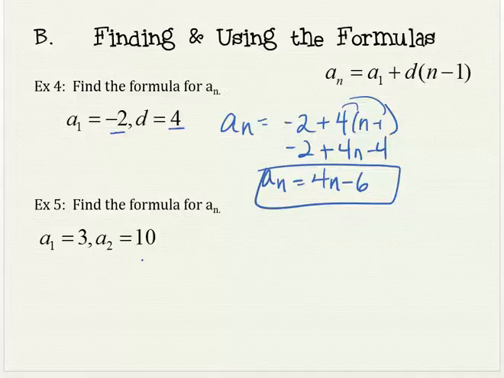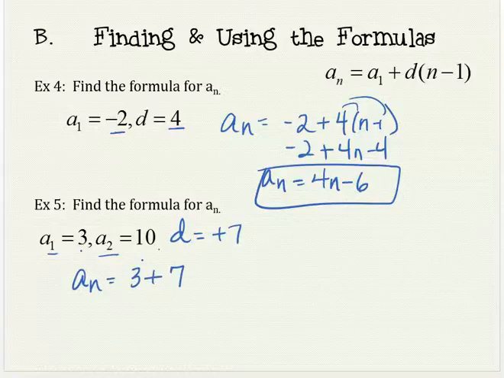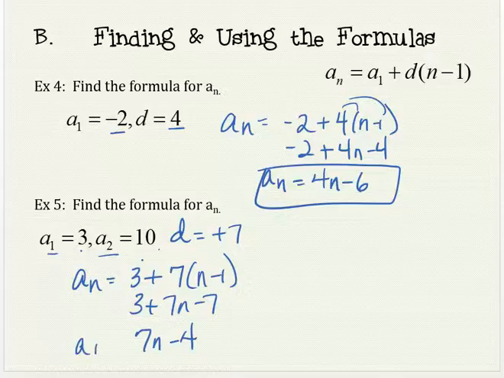Look at number 5. This is different. It doesn't give me D, but it gives me the first term and the second term. I can figure out D. What happened to a 3 to get me to 10? Well, I added 7, so it's a positive 7. And now I can write the formula. A sub n is the first term plus D times n minus 1. Distribute and clean it up. So 7n minus 4 is my formula.